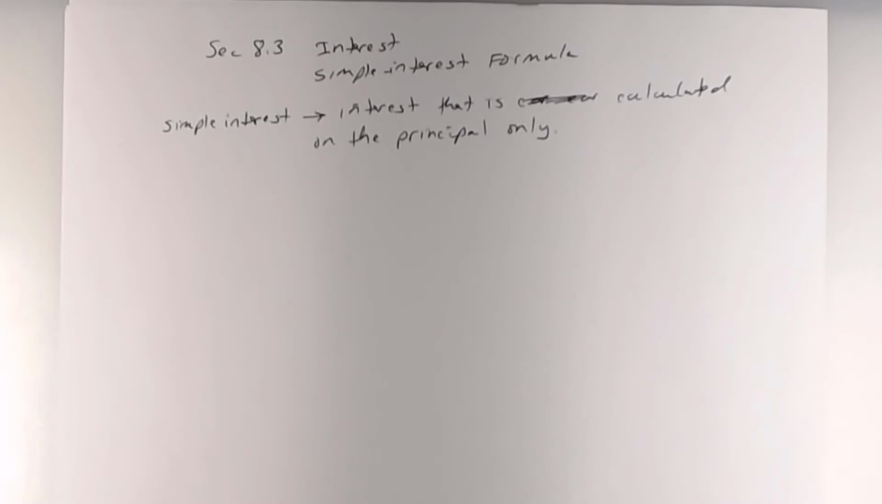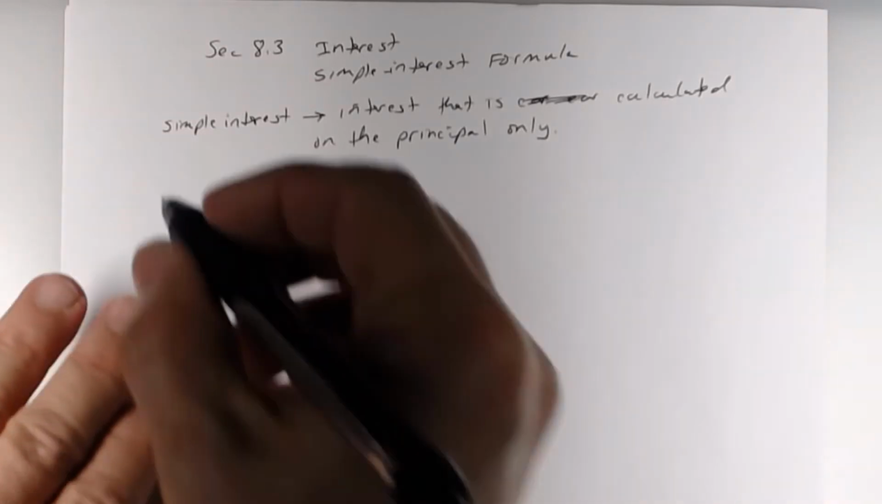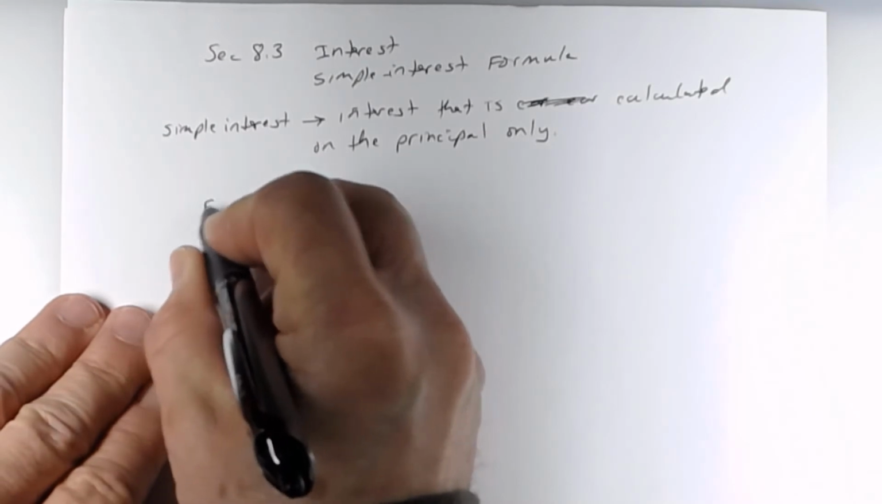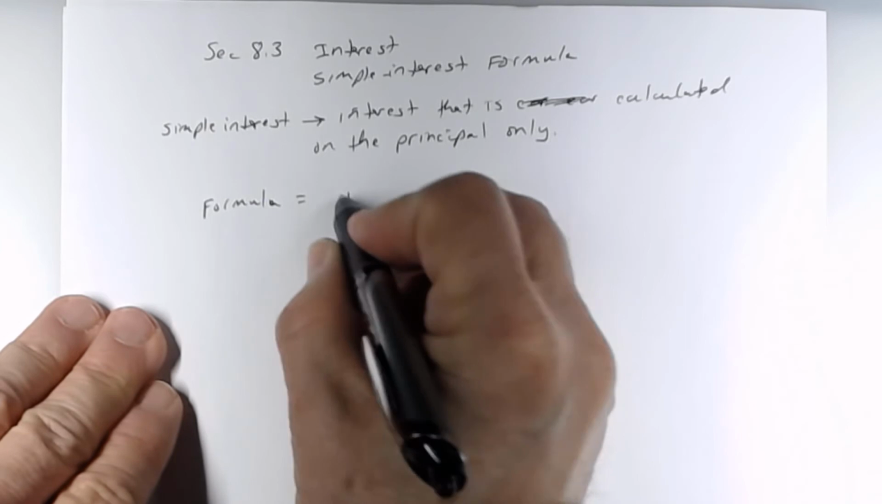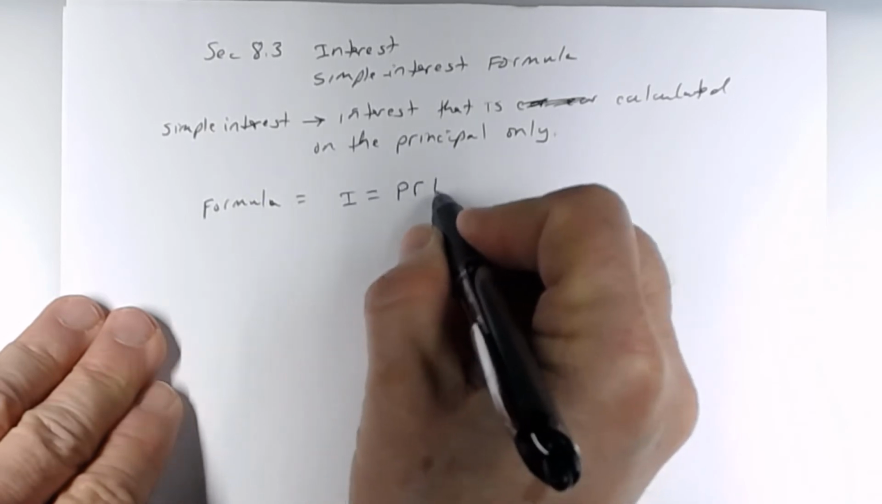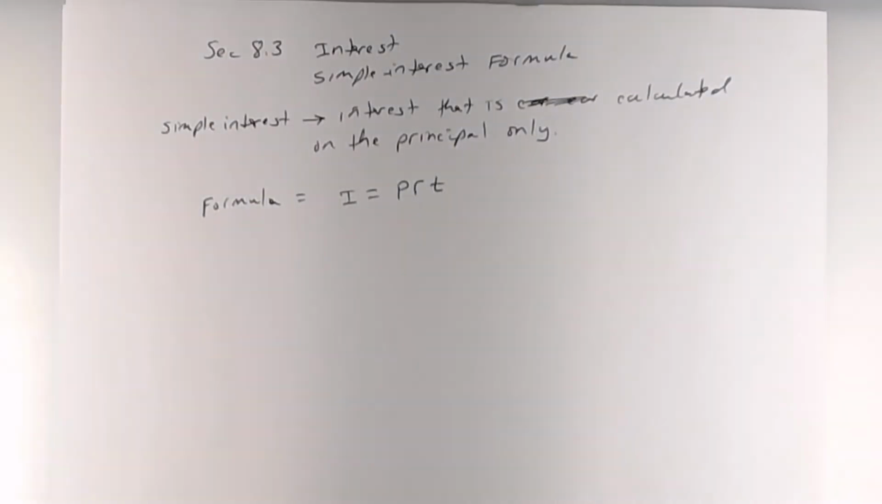All right, so let's talk about the formula for simple interest. I'll give you these formulas, so just make sure on your test next week you can use the formula. So the simple interest formula is I equals PRT. I equals PRT.